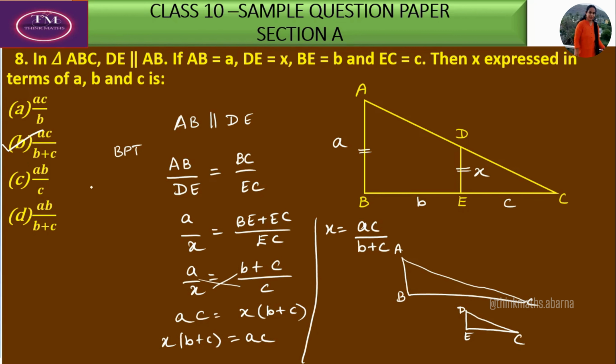Okay, children, I hope you can understand this problem. So moving on to the ninth question.